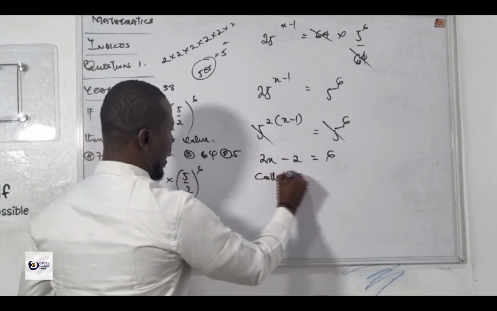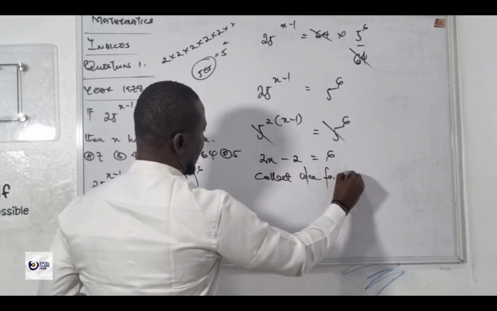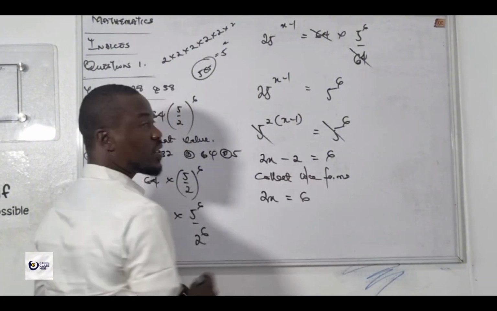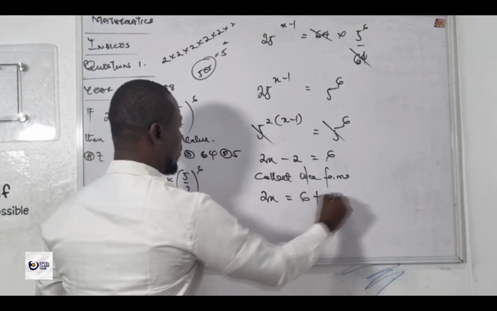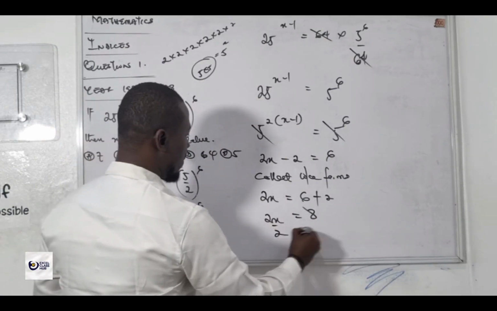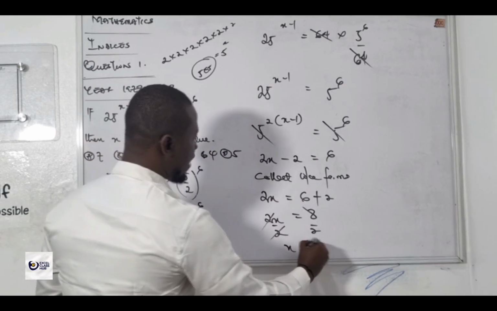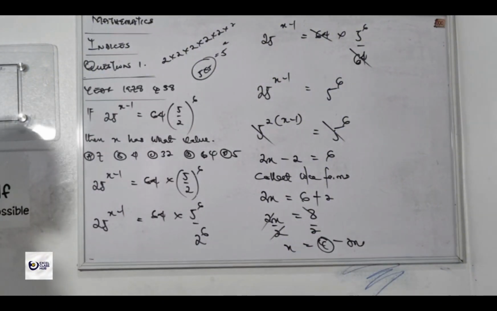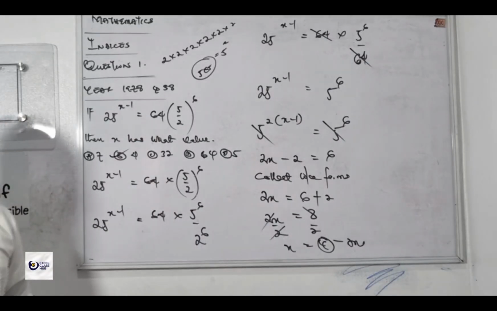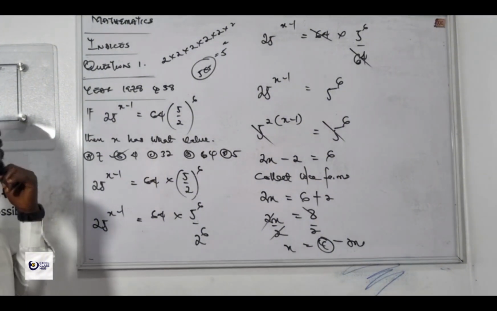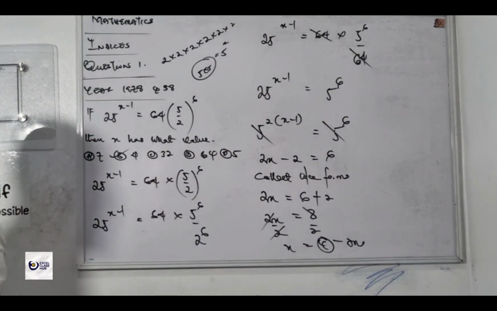Next thing is you collect like terms. 2x equals 6. This minus 2 coming outside should be plus 2. So 2x will be 6 plus 2, which is 8. So you divide both sides by 2. 2 cancels 2. 8 divided by 2 is 4, which is the answer. So which of the options there is correct? B. So the correct answer to the question, year 1978, question 38, is B.